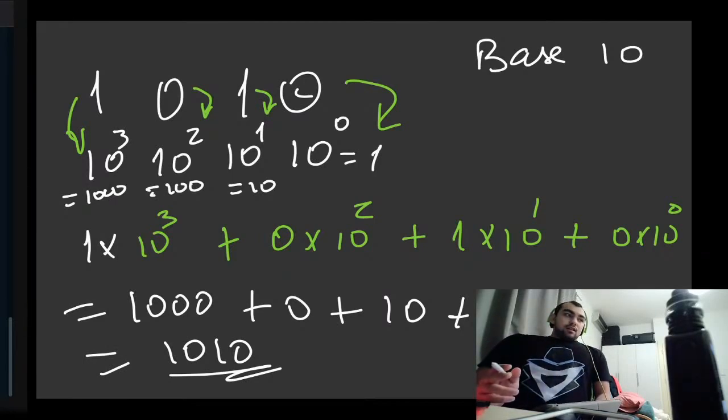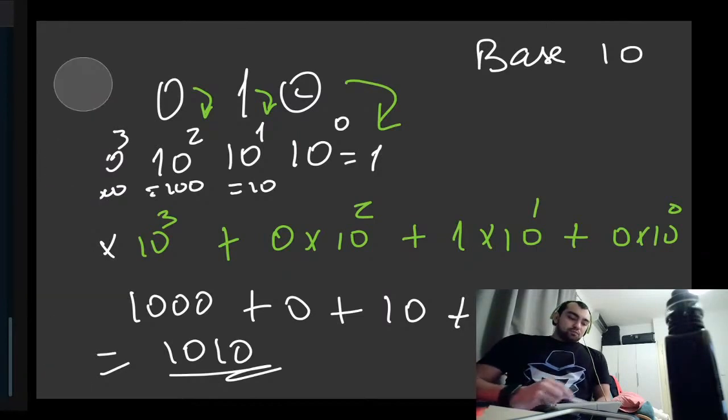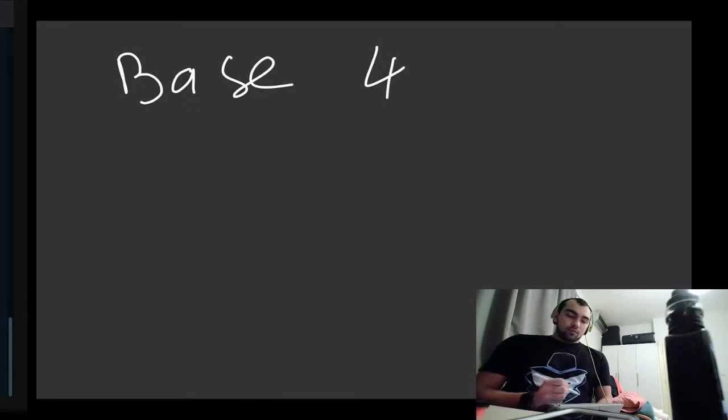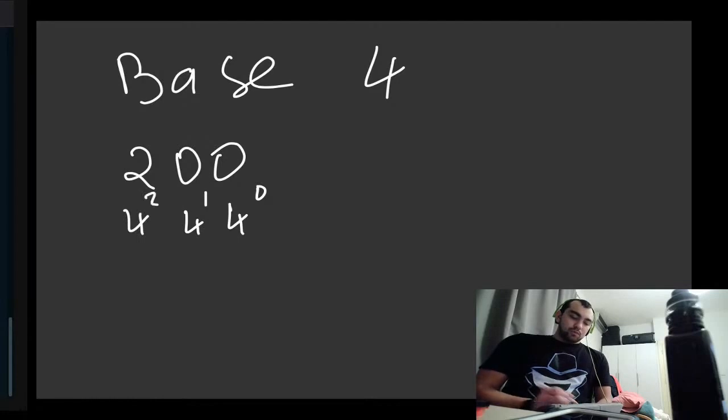And this is the same thing in any base, except the difference is instead of having 10 here, you have your base. So let me clear it better like this. So let's say we have base 4, right? And you have the number 200. So what you're doing is you're doing 4 to the power of 0 here, 4 to the power of 1, 4 to the power of 2.